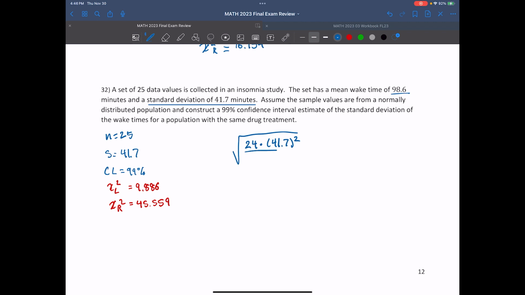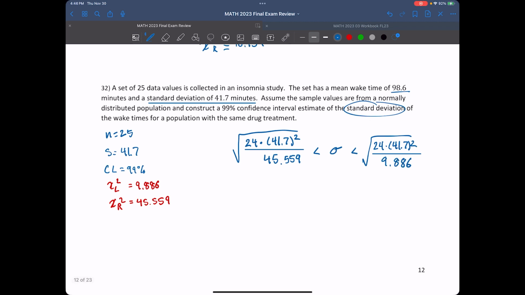41.7 squared divided by, again, it's weird because this is the left or lower bound, but we still use the right chi-squared value. That's because we need a smaller number on the left, so we use the larger denominator. So 45.559 is less than sigma, because this is for the standard deviation, not variance. And the square root of 24 times 41.7 squared divided by 9.886.